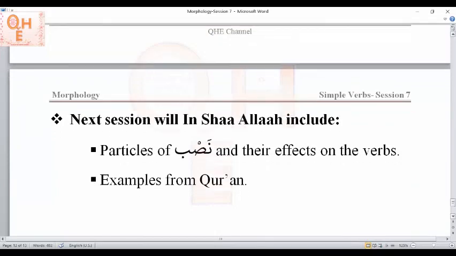So alhamdulillah, that was our last example for this session. Inshallah, in the next session, we will be learning particles of Nasb and their effects on the verbs. These particles are very important because they will change the construction at the end of the verb. Okay, so we will see that, and definitely, inshallah, we'll practice more examples from Quran.